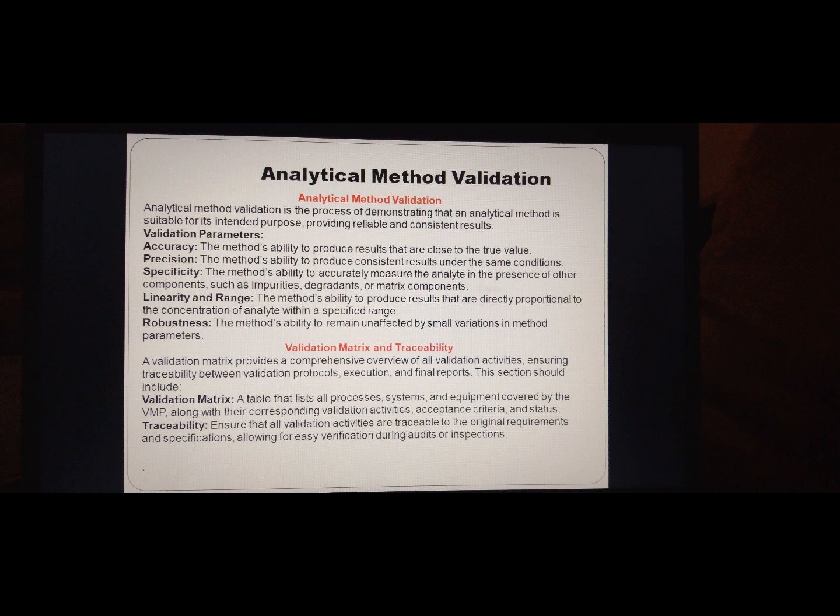Precision, the method's ability to produce consistent results under the same conditions. Specificity, the method's ability to accurately measure the analyte in the presence of other components such as impurities, degradants or matrix components. Linearity and range, the method's ability to produce results that are directly proportional to the concentration of analyte within a specified range. Robustness, the method's ability to remain unaffected by small variations in method parameters.